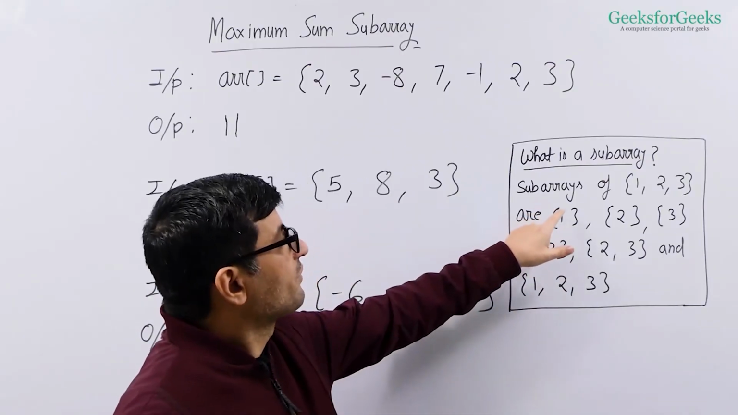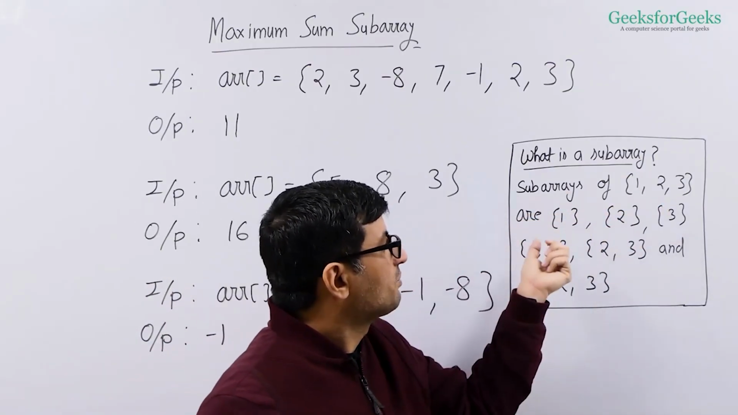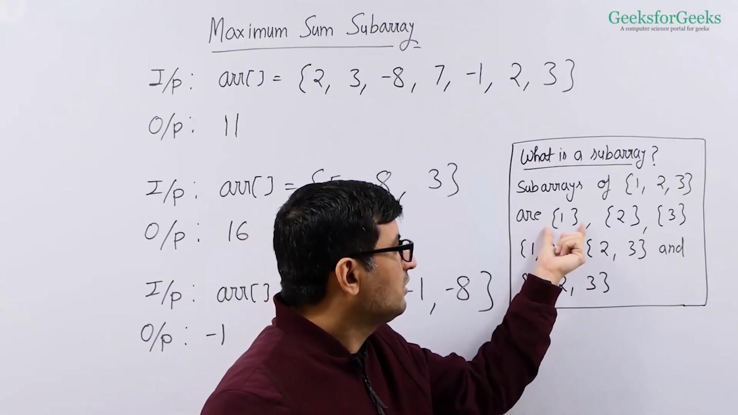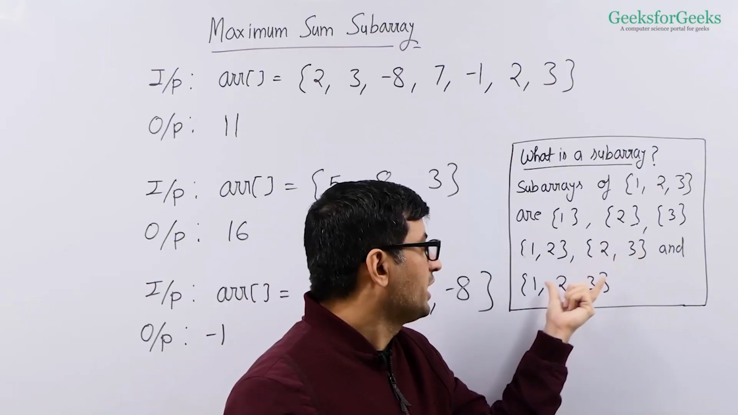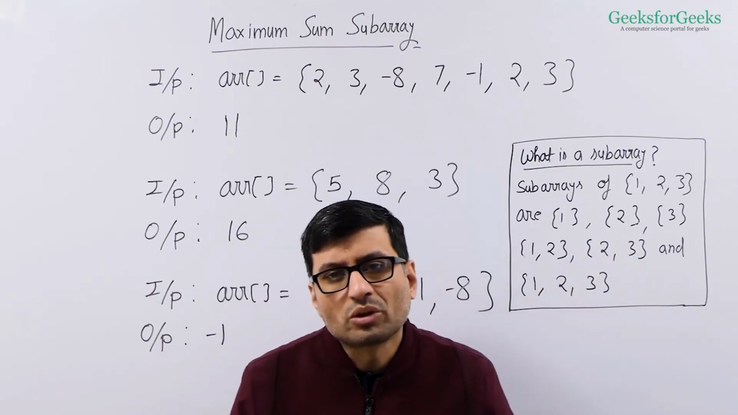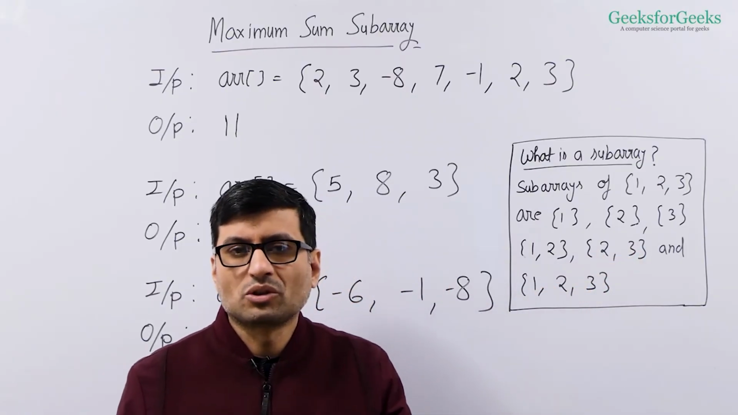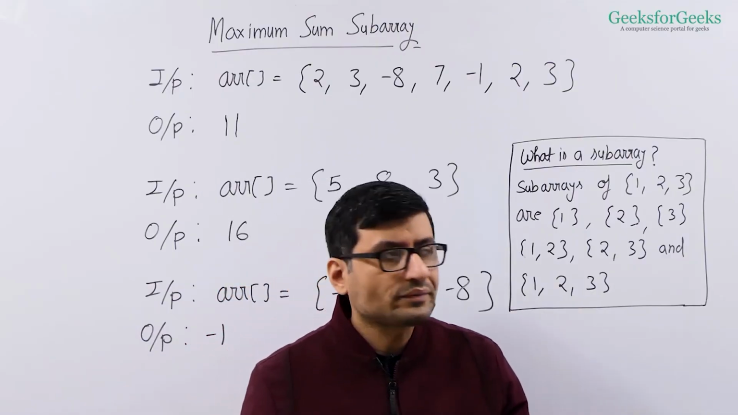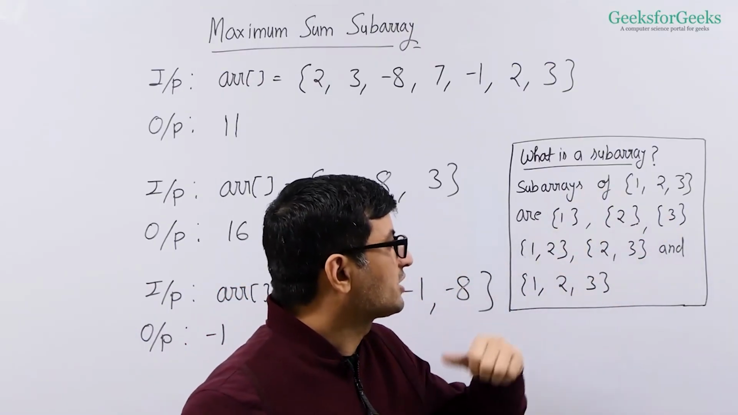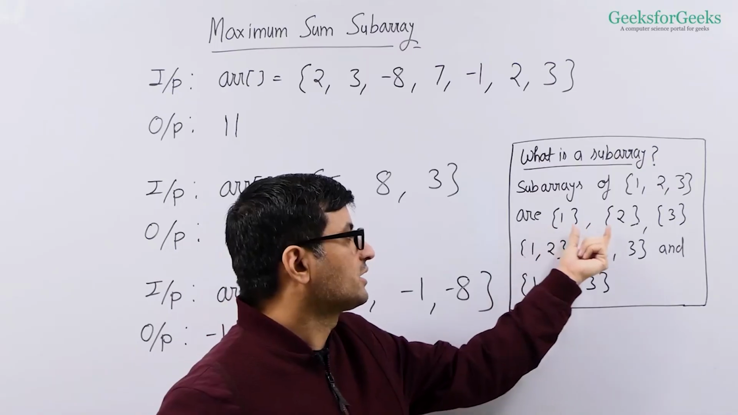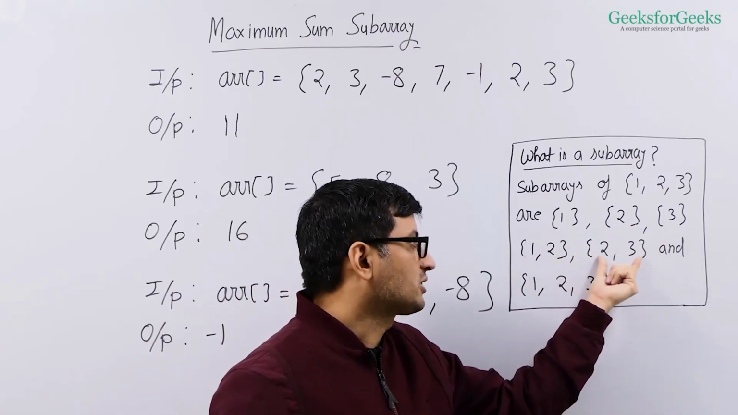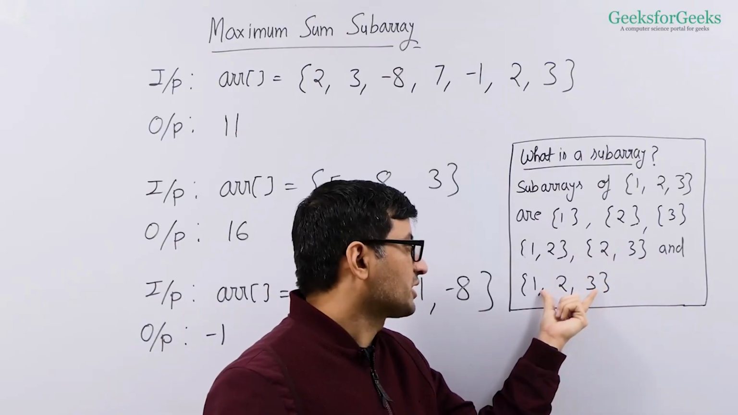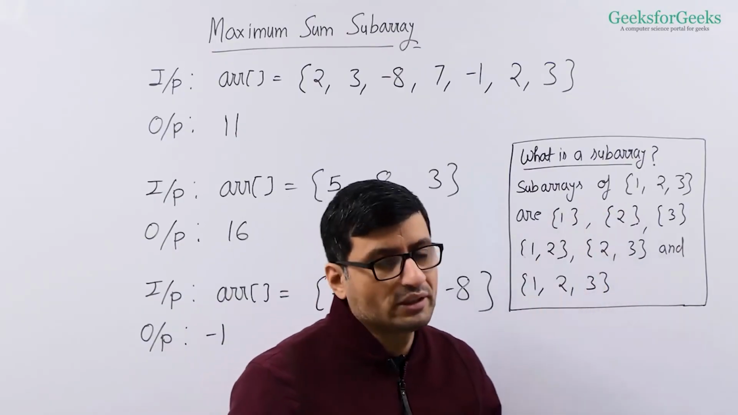For example, if you have this array as input, the possible subarrays are 1, 2, 3, 1 2, 2 3, and 1 2 3. Please note that 1 3 is not a subarray because 1 and 3 are not contiguous. Now, which of these subarrays has the maximum sum? This has sum 1, this has sum 2, this has sum 3, this has sum 3, this has sum 5 and this has sum 6. So our output is 6 for this subarray.